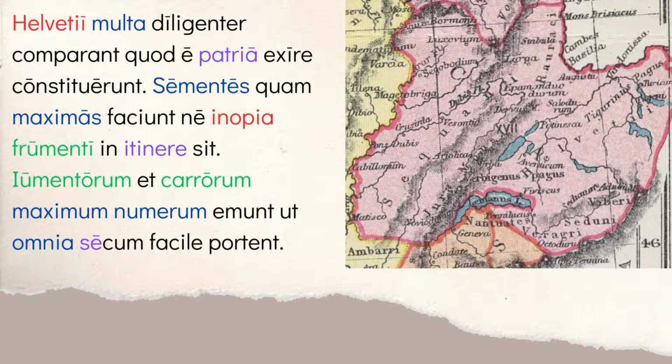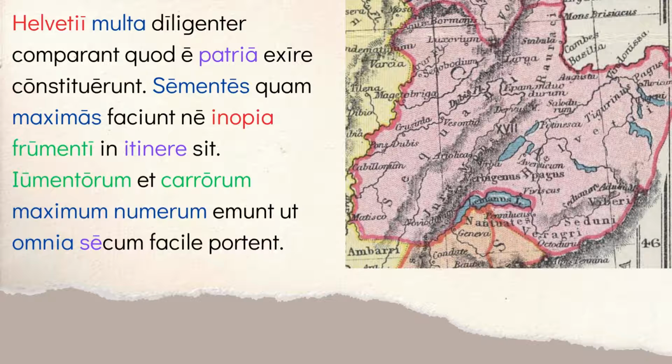So they decided to leave from their homeland, so they're getting everything ready. Then you have sementes quam maximas faciunt ne inopia frumenti in itinere sit. That's the line we just did. You're saying they make the greatest sowings as possible, meaning they're throwing seeds, so that there might not be a scarcity of grain on the journey. That's the negative purpose clause that we just set up, right? Sit there is the subjunctive of the verb esse. So we just saw that in our grammar overview, right? They want to be prepared, so they're throwing a lot of seeds.